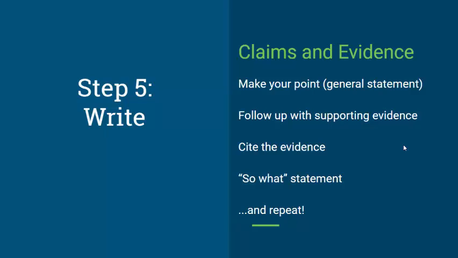So when you are writing, the structure that you want to aim for is you're going to make a claim, you're going to support it with evidence. You start out your paragraph with a general statement. Here is the gist of what I got from all of this evidence that I found. So you make your point, your claim statement. Then the rest of the paragraph, you follow up with the evidence. Where did you find this information? You cite it. And then at the end, you give a so what statement.